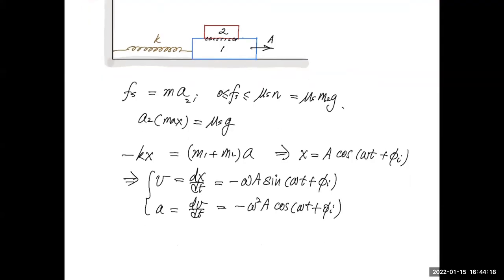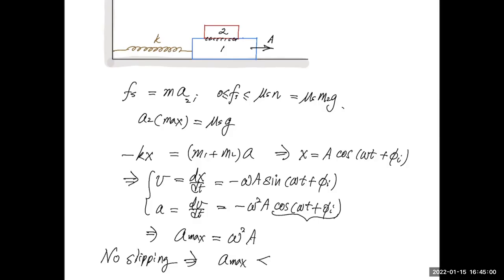Okay, given this last expression for the acceleration, can we find the maximum value? I want to make sure the maximum value of this acceleration does not exceed the maximum possible value of A2, which is μs times g. So I get A max in a simple harmonic oscillation, its magnitude is omega squared times A, isn't it? Because cosine theta cannot possibly exceed 1. I'm forgetting about the negative sign, just looking at the magnitude here. And so that's the maximum. Now, in order for no slipping between the two, A max must be lower than A2 max.